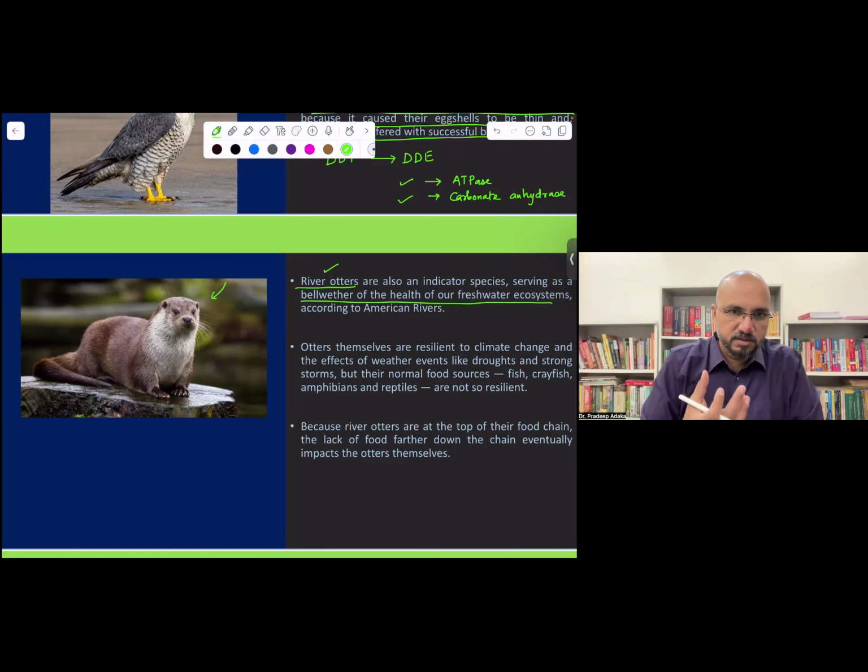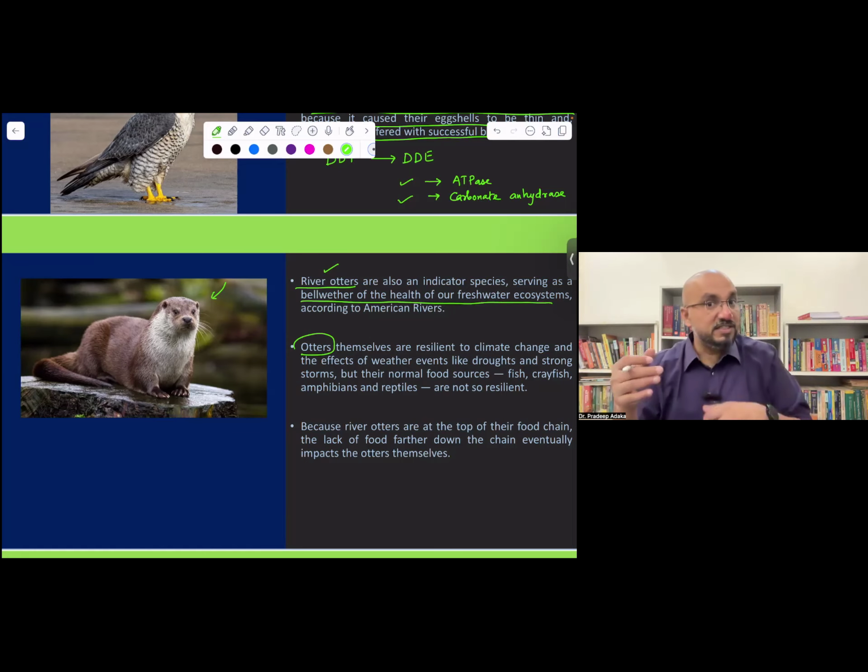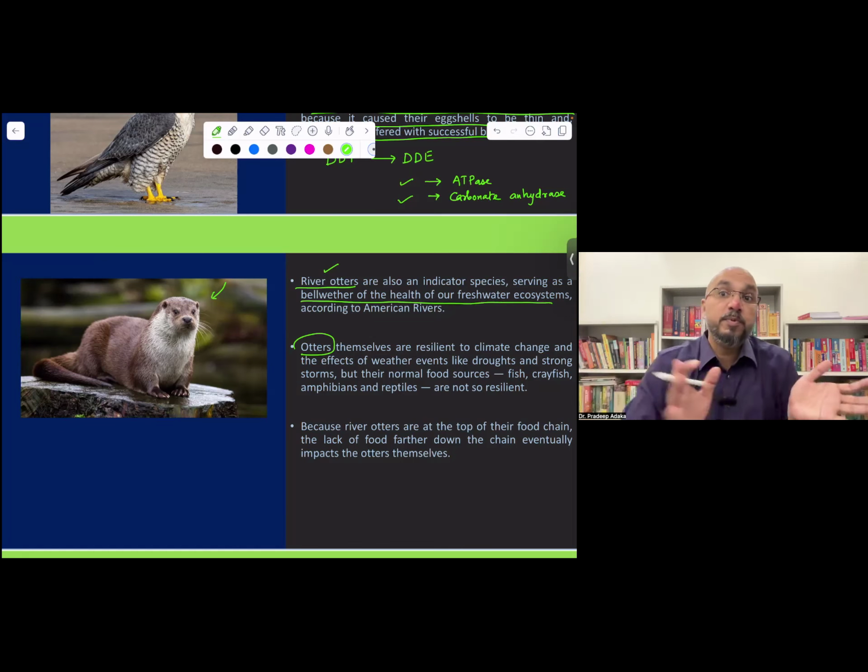So it is at the forefront. It is a bellwether of the health of our ecosystems. Otters themselves are very resilient to climate change. If changes happen in the environment, they are resilient. But other species, fishes, crayfish, amphibians, reptiles, they are sensitive. Once these other species get affected, they are the food source for your otters. So once the food source is gone, the otter population will decline.